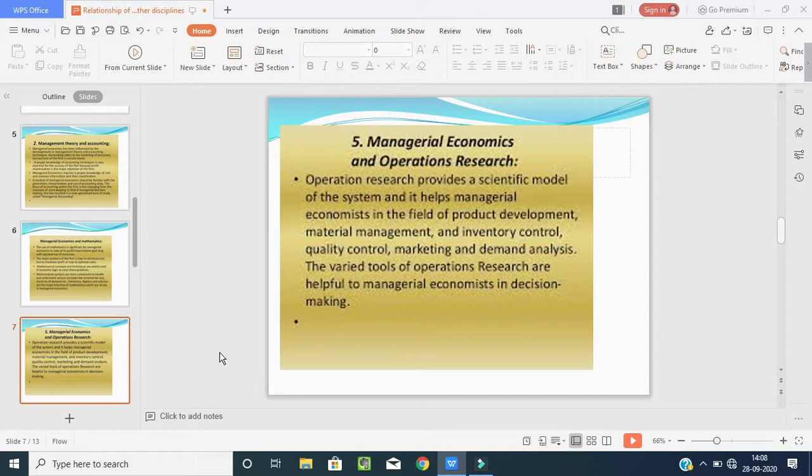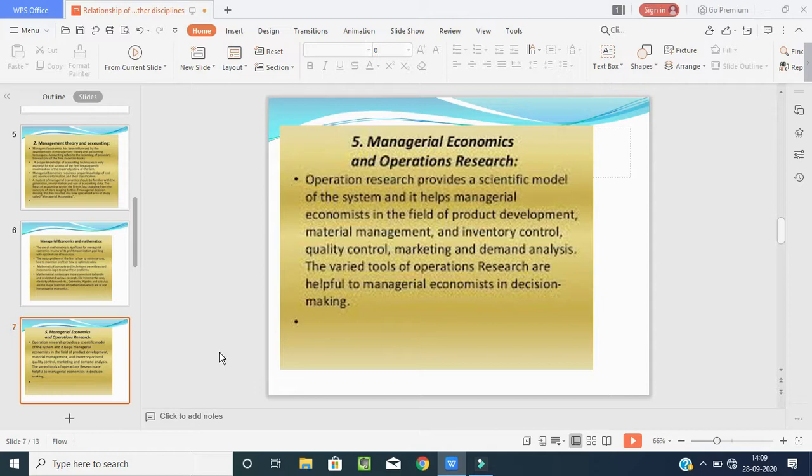or they are going for new features with their product. Not only that, another point is that the varied tools of operations research are helpful to managerial economics and decision making. With the help of the data or the analysis, the marketing manager or the managerial economics person is able to take their decision.